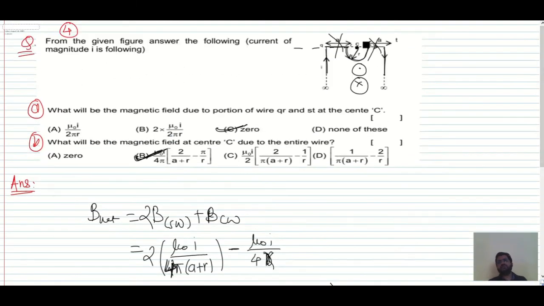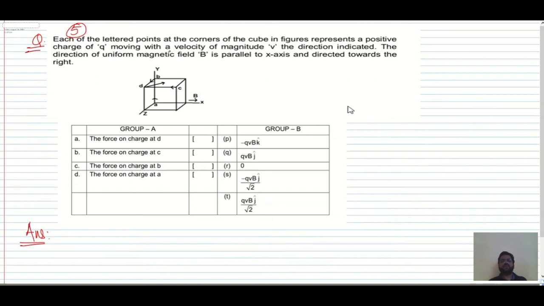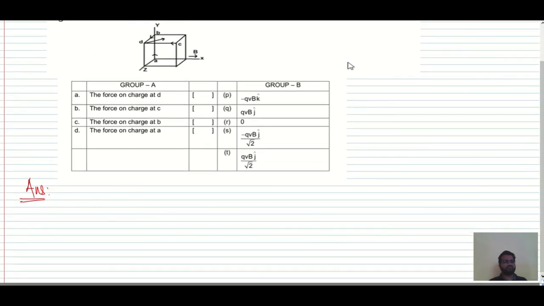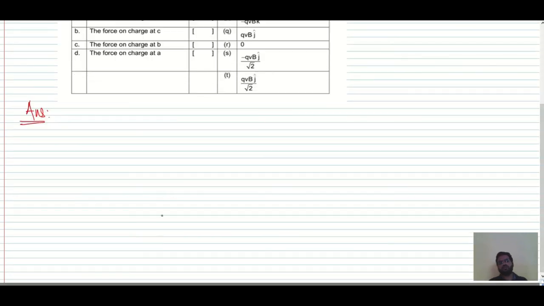And the last question we have, the fifth one. Each of the lettered points at the corners of a cube in the figure represents a positive charge moving with velocity of magnitude V. The direction is indicated. The direction of the uniform magnetic field is parallel to the x-axis, directed toward the right. Then we want the force on the charge at D. So this is the diagram given.